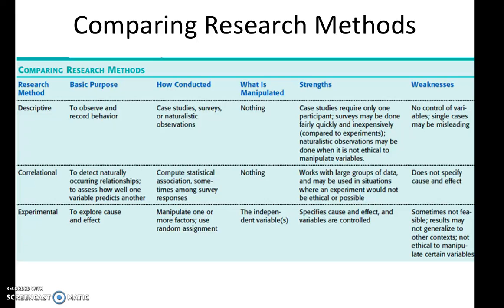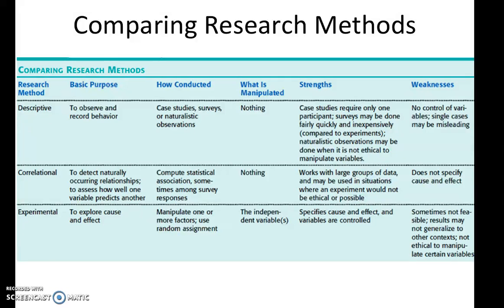Comparing research methods, we've talked about these different kinds. You have the 3 different types. You have a descriptive method, right? And that's your case studies, surveys, naturalistic observations. Those are just observing and recording behaviors. Remember, single cases can be misleading. They can't be generalized to the overall population. You can't control variables. So there's lots of issues there.